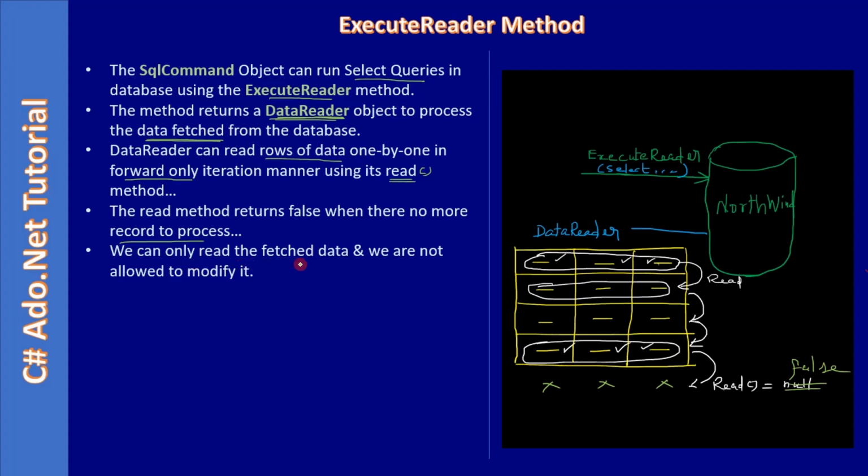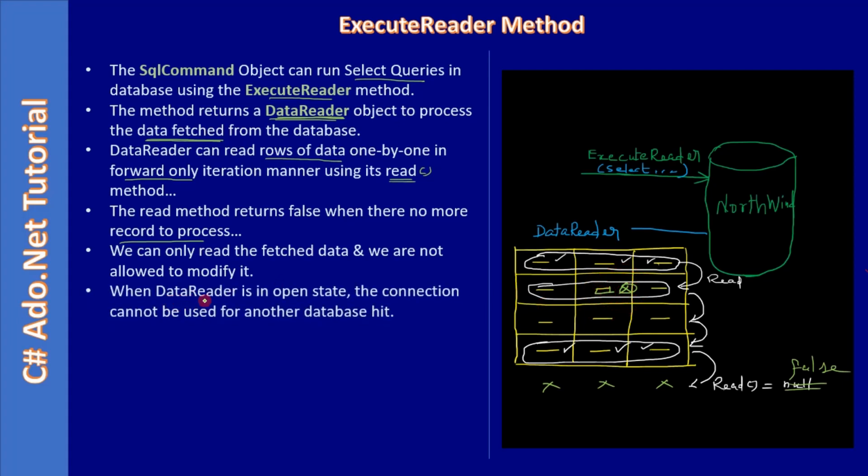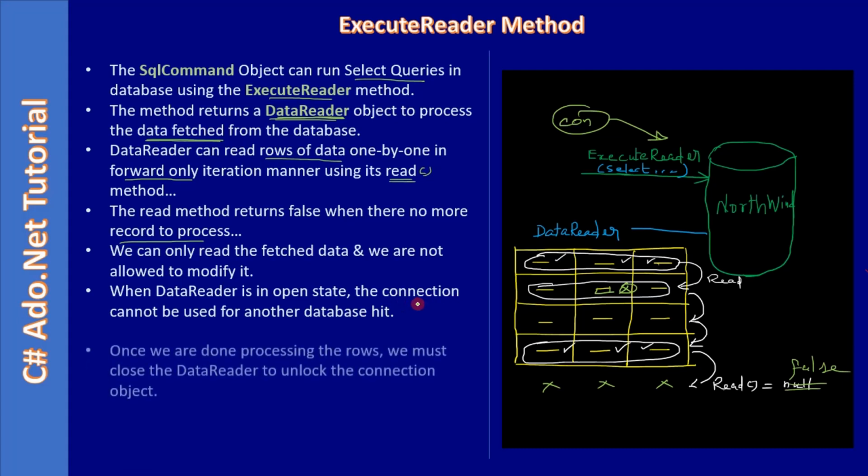We can only read the fetched data and we are not allowed to modify it. So that means here we cannot modify the record. Also, when the DataReader is in open state, the connection cannot be used for another database hit. Here we are making use of the connection to hit the database and execute ExecuteReader. So when the DataReader is in open state, we cannot make use of the connection for anything else.